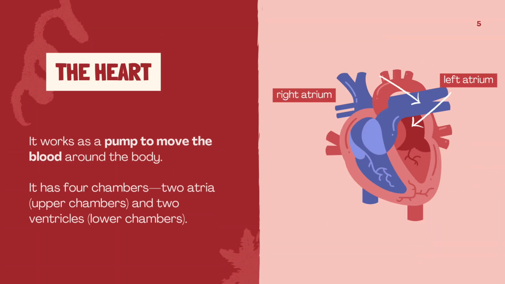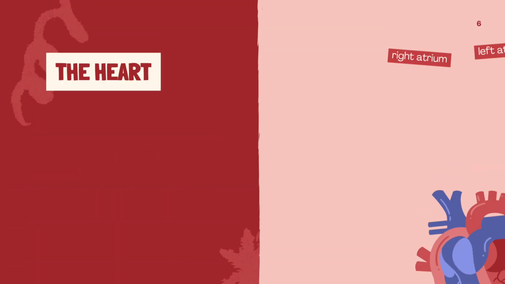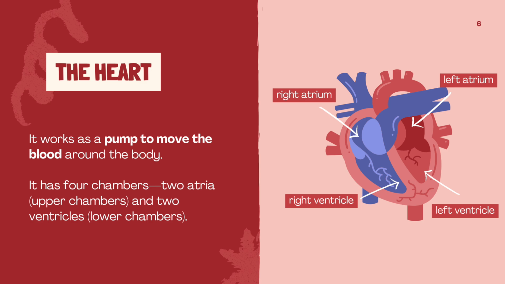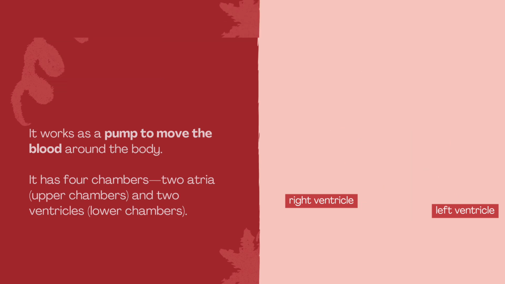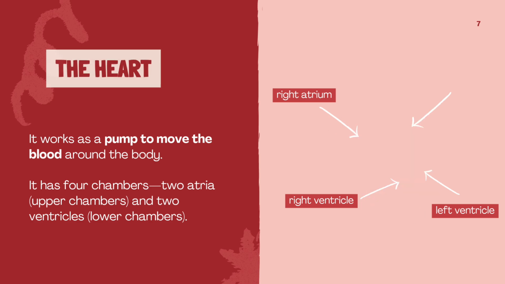It has four chambers: two atria, the upper chambers, and two ventricles, the lower chambers. 1. Right atrium, 2. right ventricle, 3. left atrium, 4. left ventricle. The heart. Let's examine how blood flows through the heart.